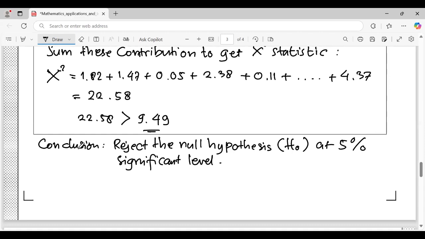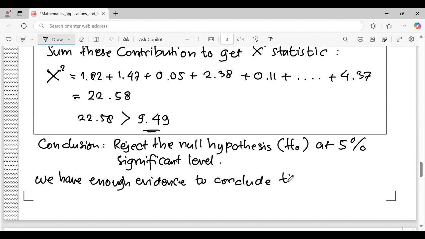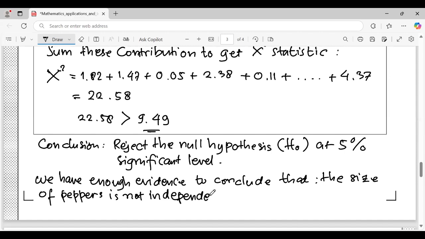So it means we have enough evidence to conclude that the size of papers is not independent of their color.